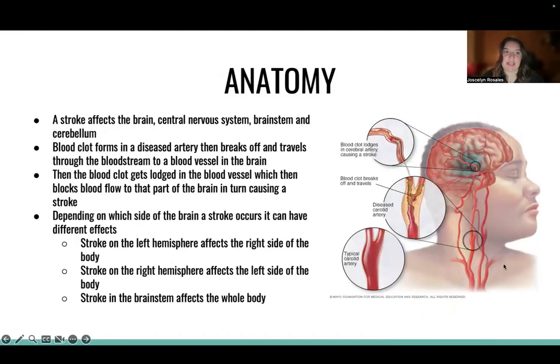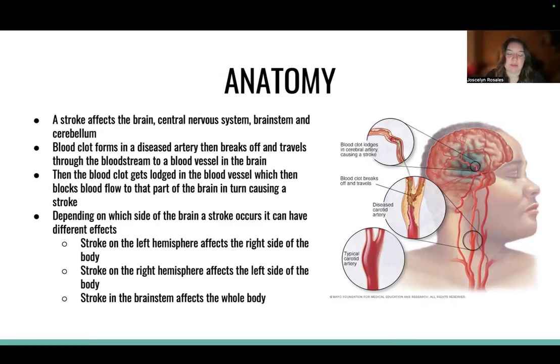So the anatomy: it affects the brain, the central nervous system, the brainstem, and the cerebellum, and it forms in a diseased artery. With that plaque, the blood clot breaks off and travels through the bloodstream to a blood vessel in the brain, as the picture shows: this is the diseased artery, and there's the blood clot that broke off from here and is traveling up into the brain, blocking a blood vessel.